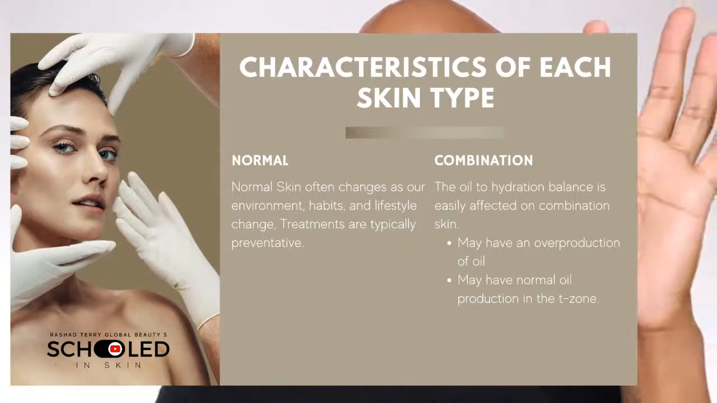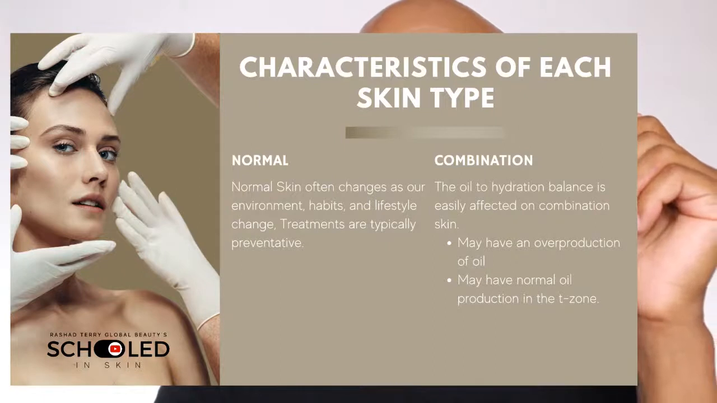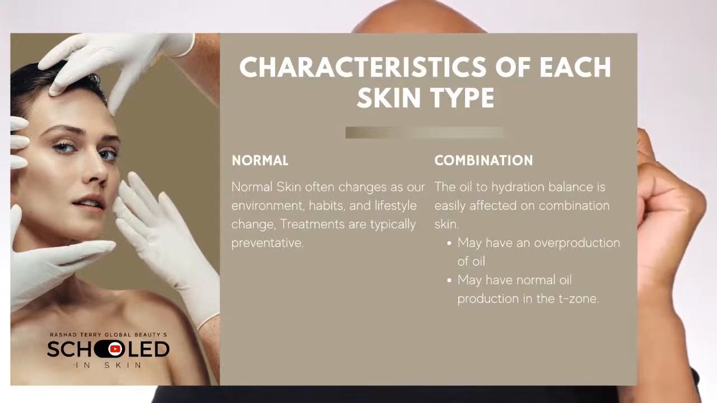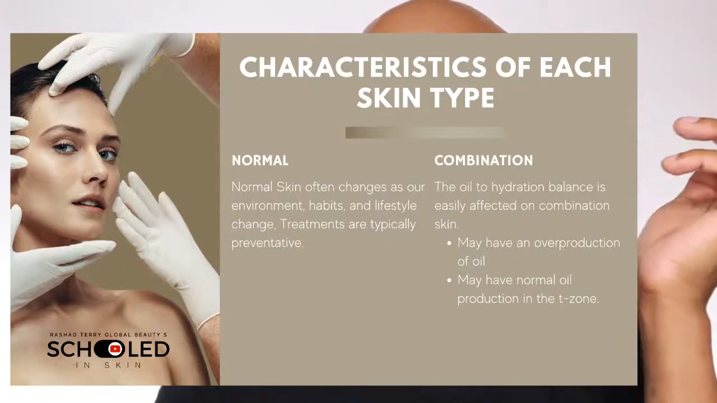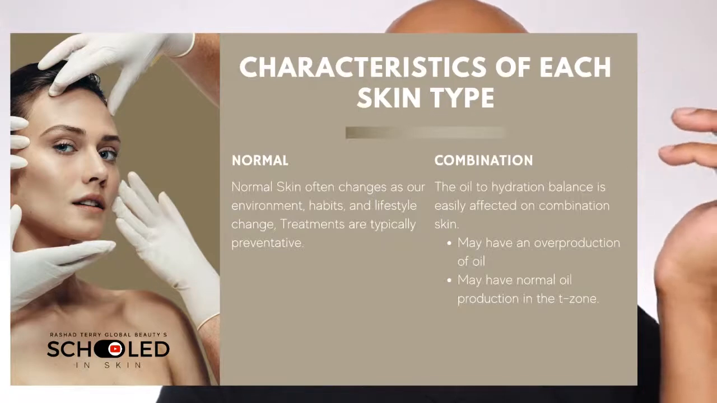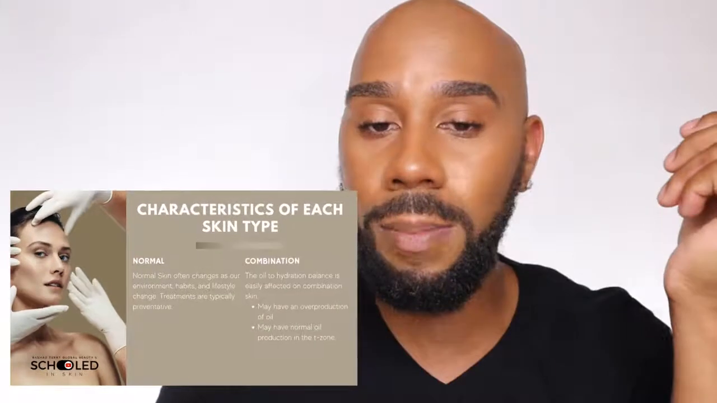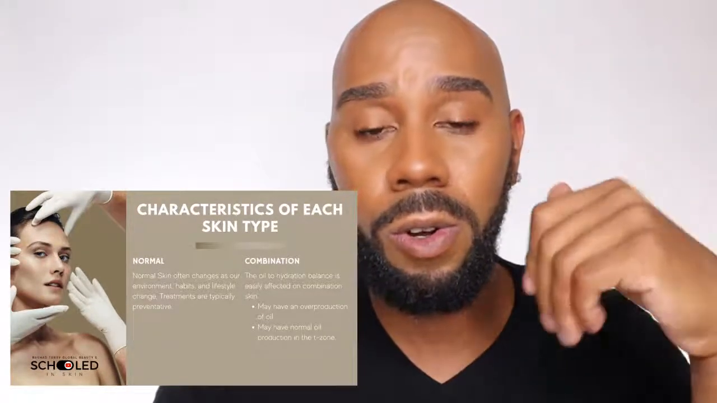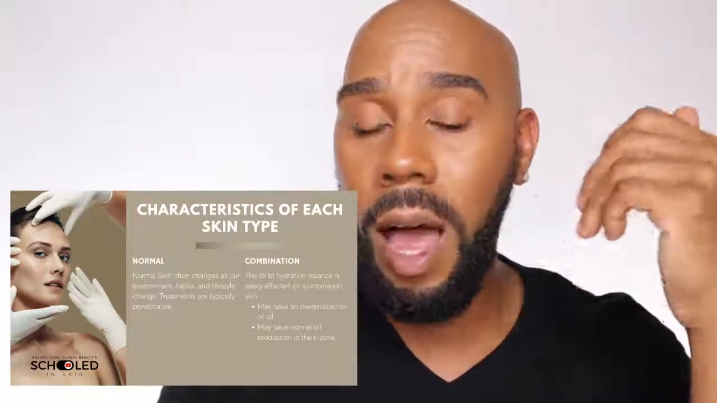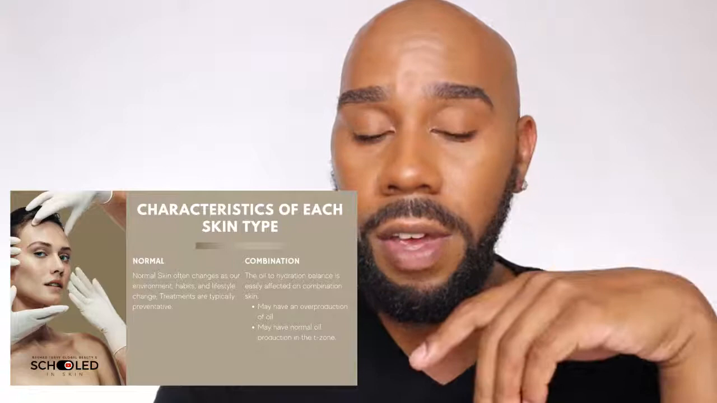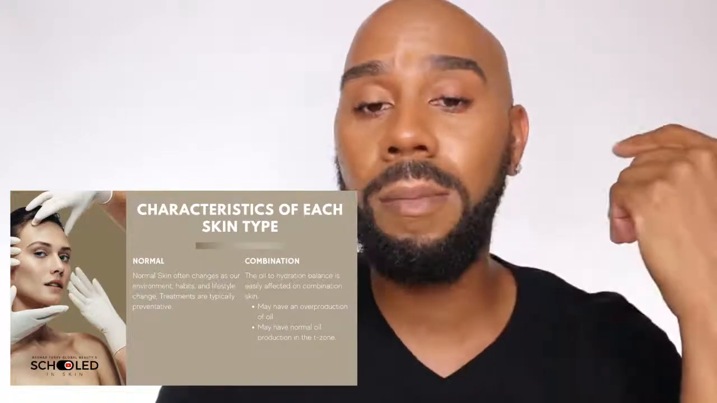And this is just some brief attributes. We're going to really dig deep into this in a second. Also, you may have an overproduction of oil, or you may have normal oil production in the T-zone. So your skin, when you have combination skin, can be between any two type of things. You can have too much oil in that area, or it can be normal oil in that area and dry on the outer perimeter. Or it could be the opposite way. Maybe you're dry in the center of the face, and maybe you're super oily on the outer perimeters.